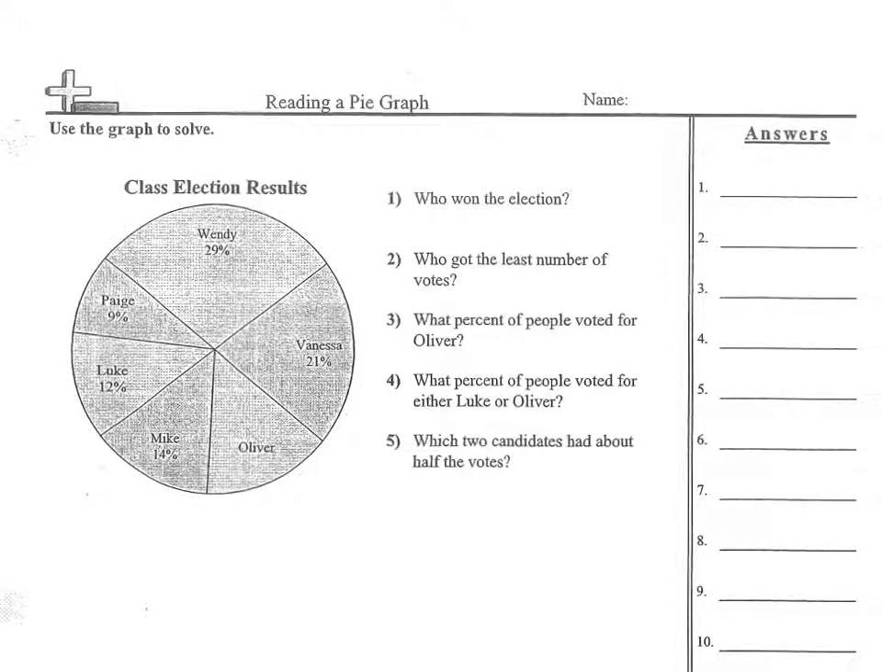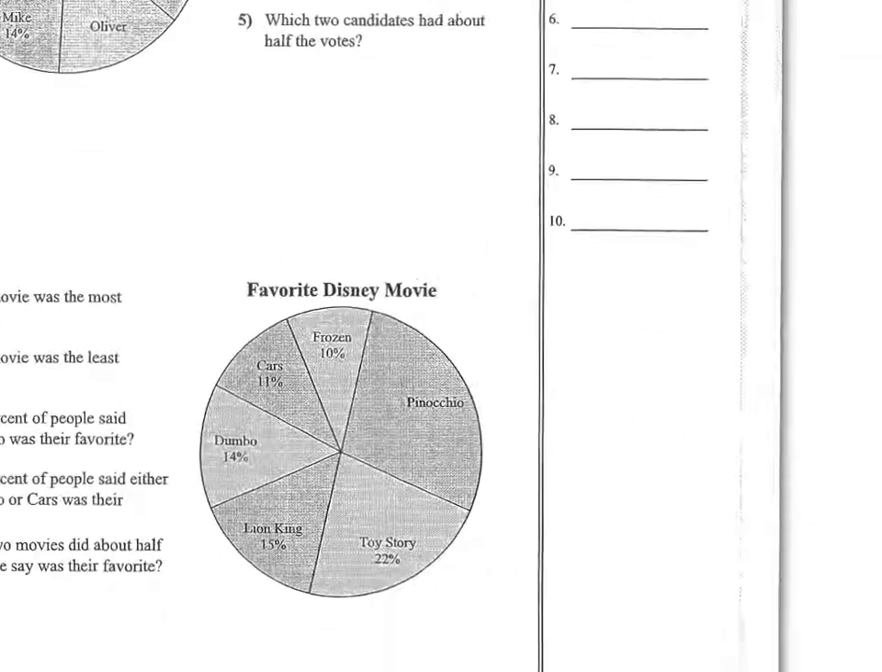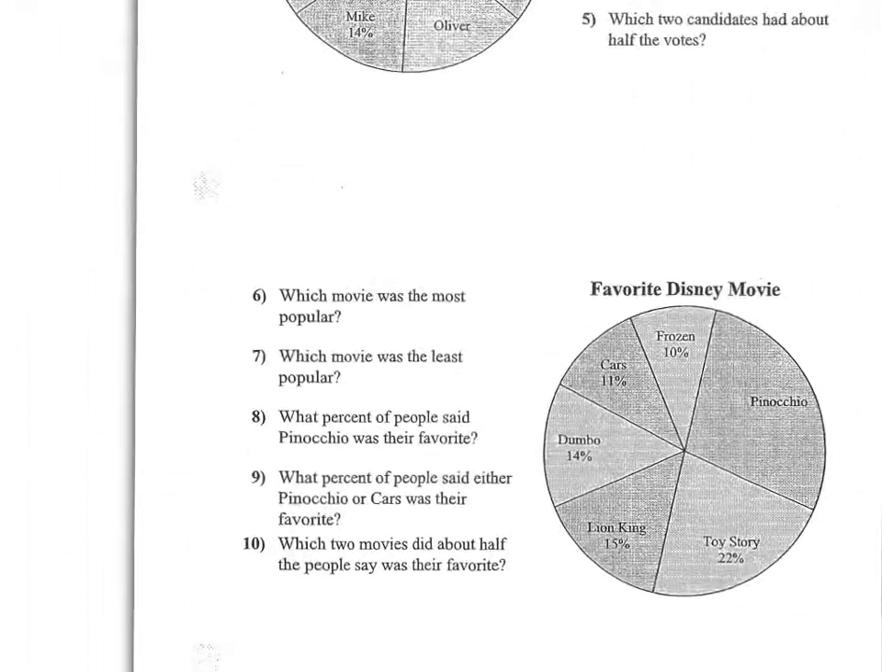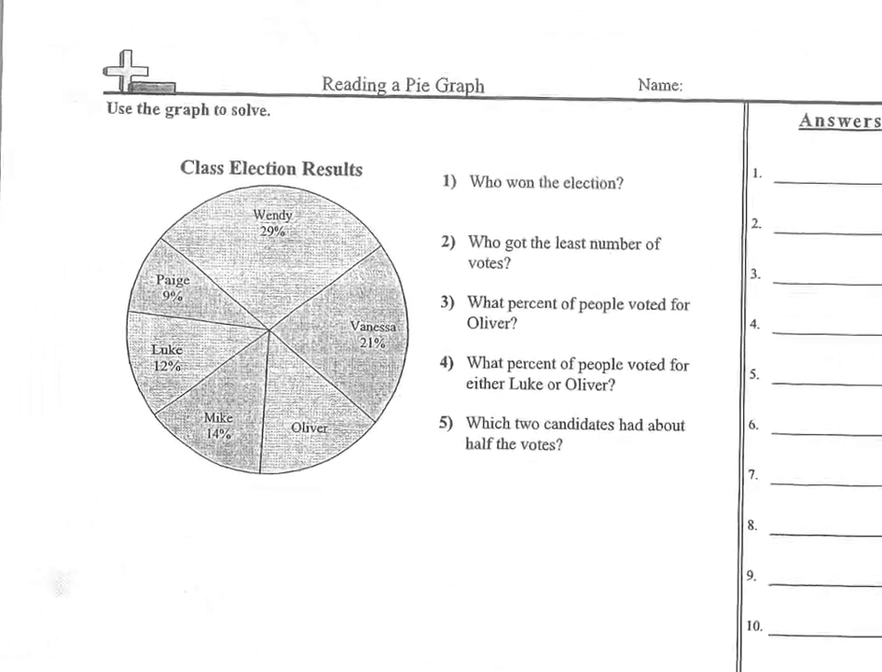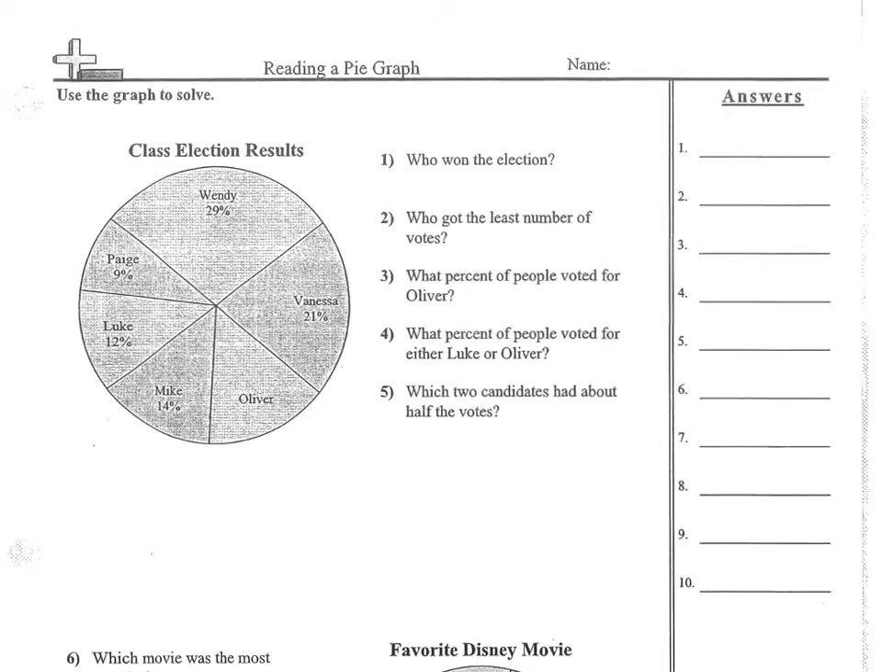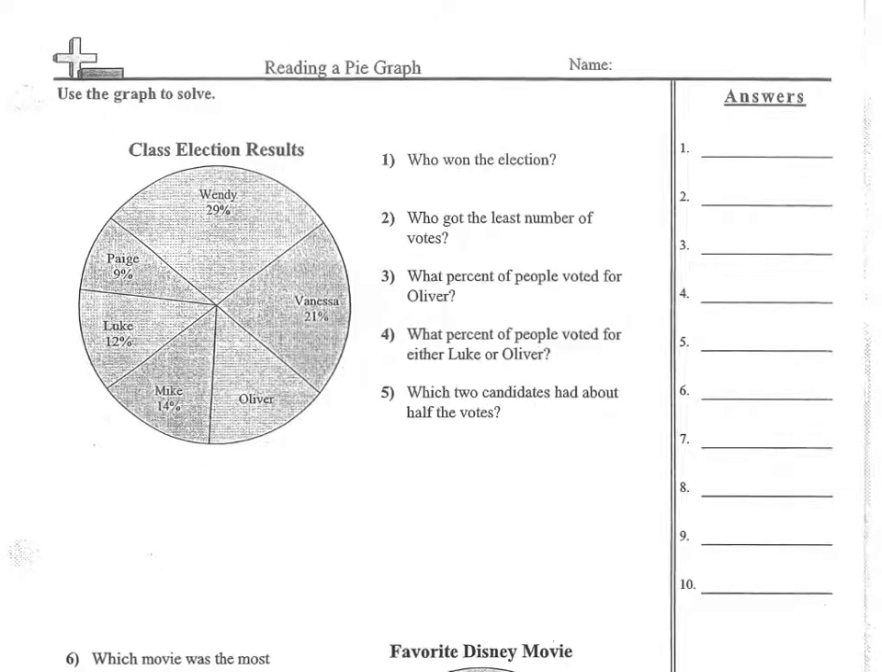Alright friends, this is data lesson number 5, and you should be on page number 12. Remember, data shows us information in a visual form. So today, we're going to be looking at what is called a pie graph.